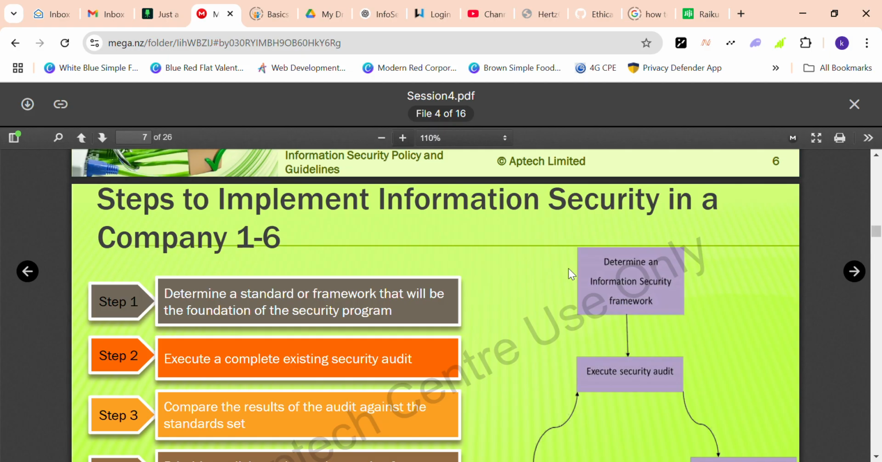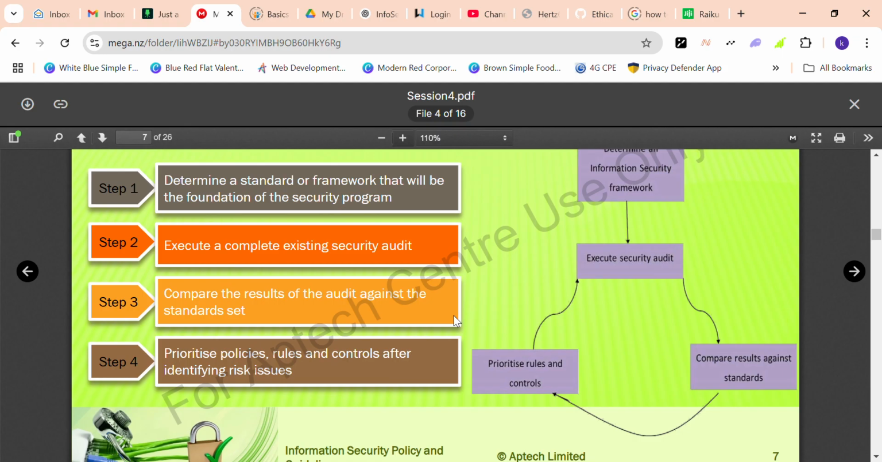Audit and use it to implement your own. Number 3 is compare the result of the audit against the standard set. The standard you are using, check the standard and compare the results of your audit. Does it comply? Does it correlate with each other?